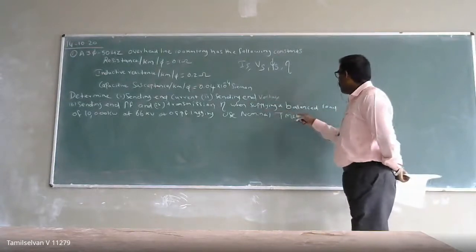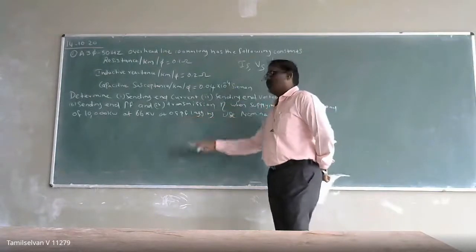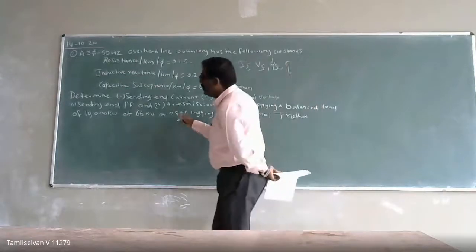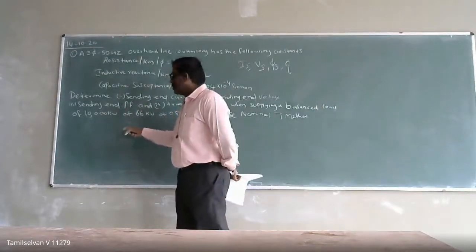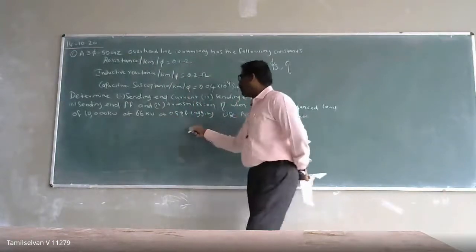When it's supplying a balanced load of 10,000 kilowatts at 66 kilovolt at 0.8 power factor lagging. Okay, it means the power delivered by the circuit is 10,000 kilowatt at a voltage of 66 kilovolt at 0.8 power factor lagging.